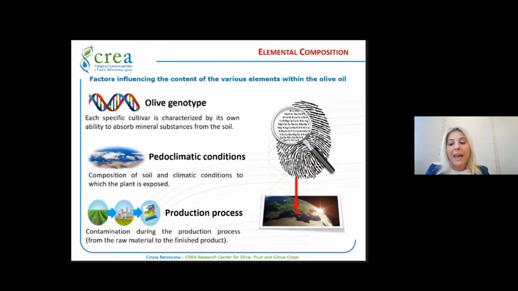Elemental composition plays an important role for oil characterization and adulteration detection. In fact, by multi-element analysis, it is possible, for example, to verify the presence of metals in edible oils. Metals can be incorporated into the oils from the soils or be introduced during the manufacture of the foodstuff. Also, considering that each specific cultivar is characterized by its own ability to absorb mineral substances from the soil, the olive genotype could be an important discriminating factor, as well as the pedoclimatic conditions to which the plant is exposed. And moreover, contaminants could pass during the production process from raw material to the final product.